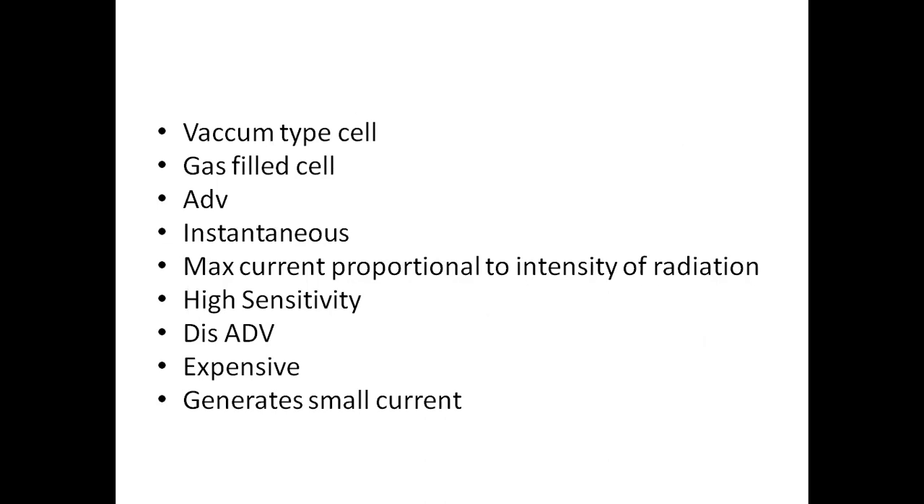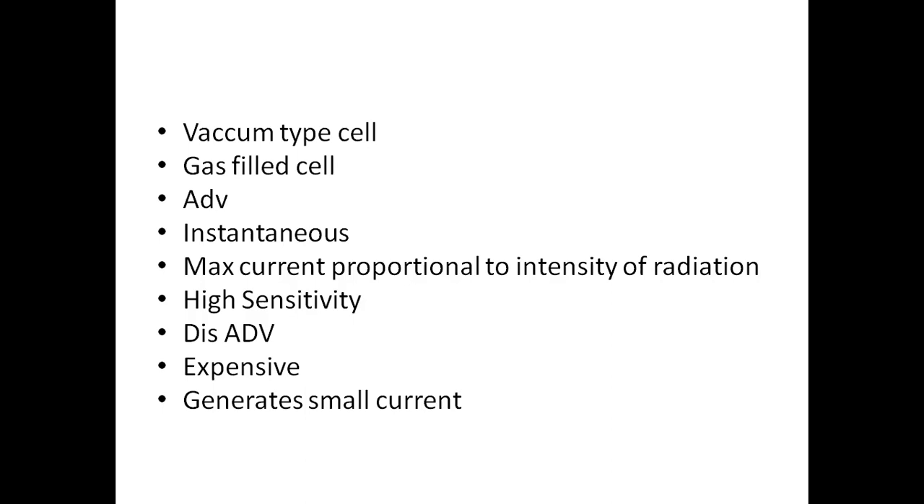So in the case of a vacuum type cell, the current starts immediately after the light is incident and it is proportional to the intensity of incident light. Hence this cell is used for photometry and it is used in television. Whereas in the case of a gas filled cell, the current is somewhat larger and it is not proportional to the intensity of light.